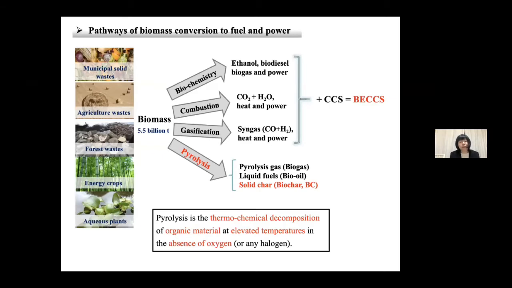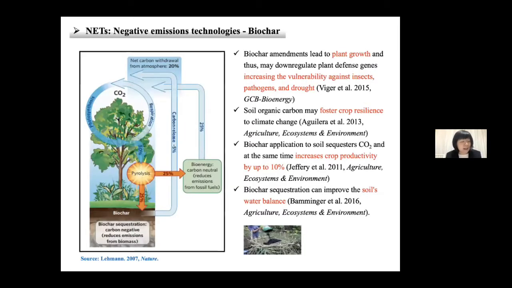It is the thermochemical decomposition of organic material at elevated temperatures in the absence of oxygen. Because no oxygen is present, the material does not combust, but the chemical compounds, for example, the cellulose, hemicellulose, and lignin that make up the materials thermally decompose into combustible gases and biochar. Some of the combustible gases can be condensed into combustible liquid. We call it pyrolysis oil or bio-oil. So, as in the figure on the left, the carbon in biomass is taken from the air.